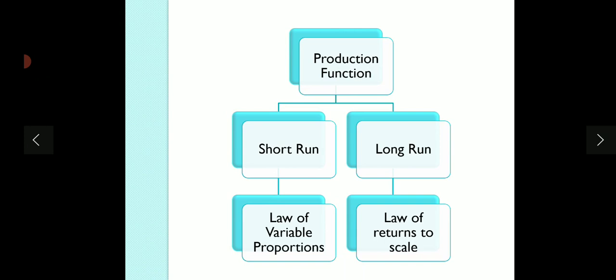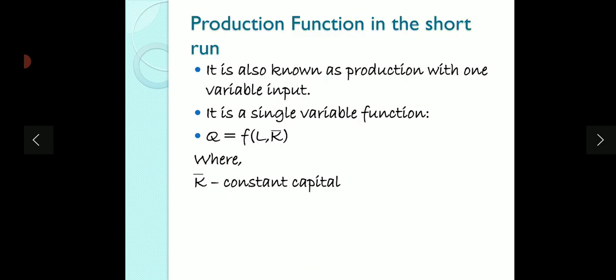So this was a slide that we saw in the last video as well. Production function can be studied in two time periods, short run and long run. Under the short run, when we study the production function, we call it law of variable proportions. So today we are going to start with this. First of all, production function in the short run.